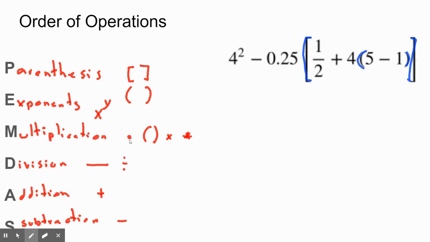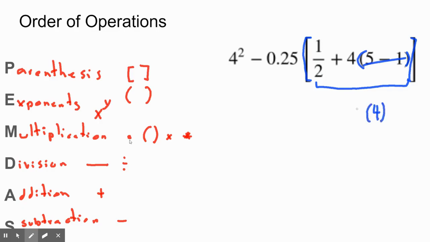Since we've got these brackets, we're only going to look at this section that's in here first. And then we're basically going to do another set of PEMDAS, which means we again have to look at the parentheses. So the first thing that we actually need to do is what's inside these two parentheses. 5 minus 1 is easy enough. That's just going to be 4.